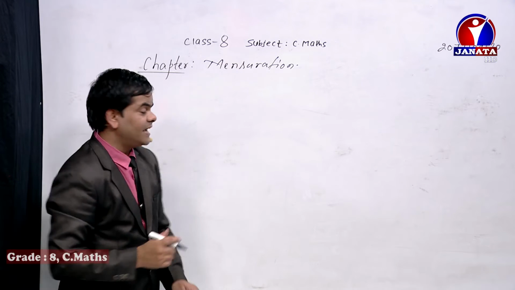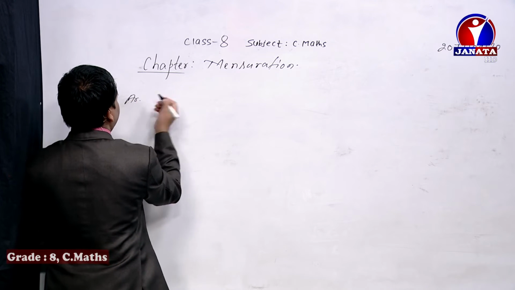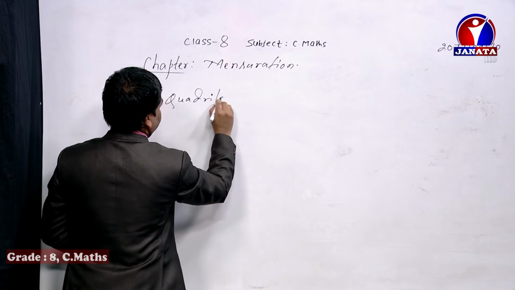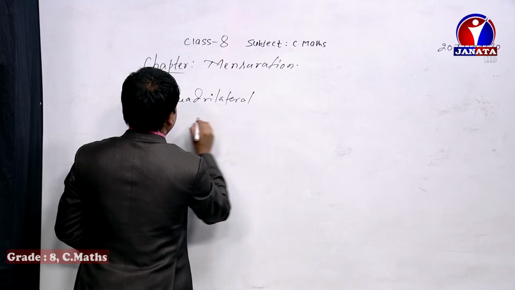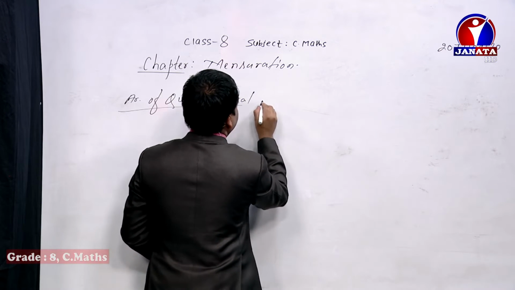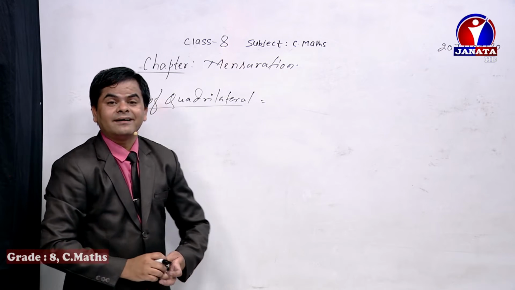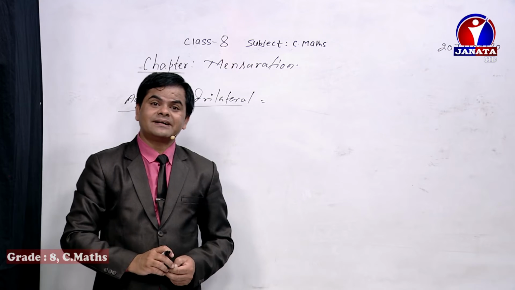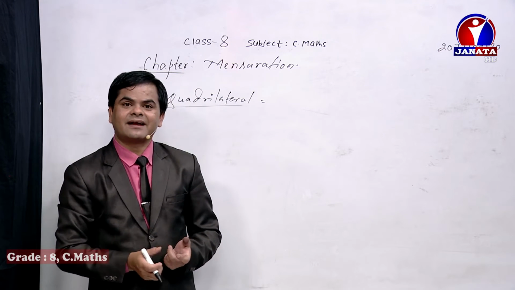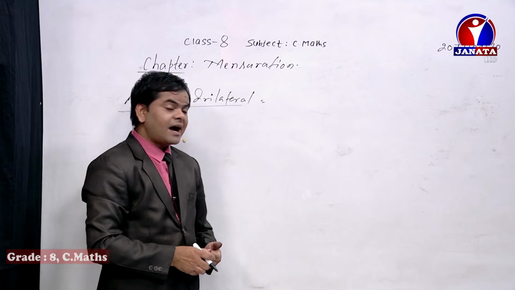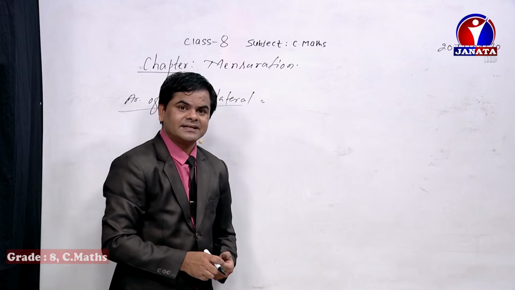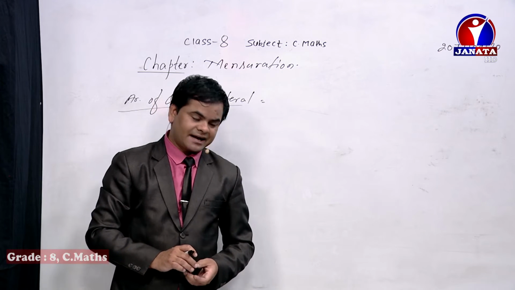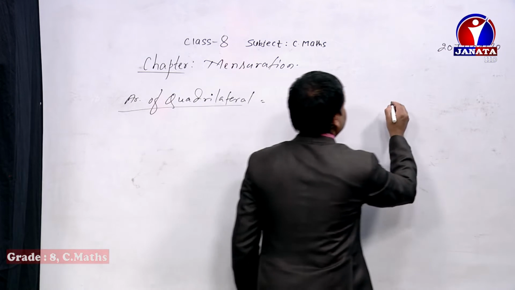Now let's go to the area of a quadrilateral. How to derive the formula for the area of a quadrilateral. Area of quadrilateral. It's a general polygon having 4 sides and 4 angles, isn't it? The quadrilateral has different types. One is parallelogram, another is square, another is rectangle, another is kite, and so on. Rhombus, isn't it? Those figures have 4 sides and 4 angles. Now let's draw a quadrilateral.